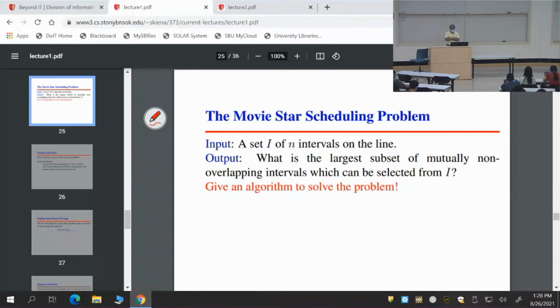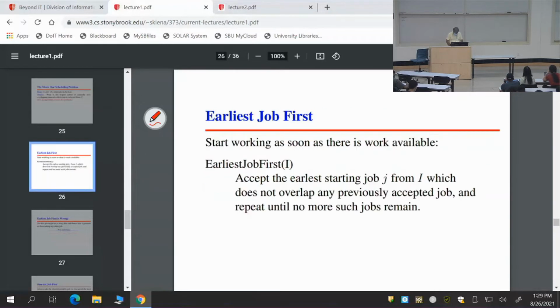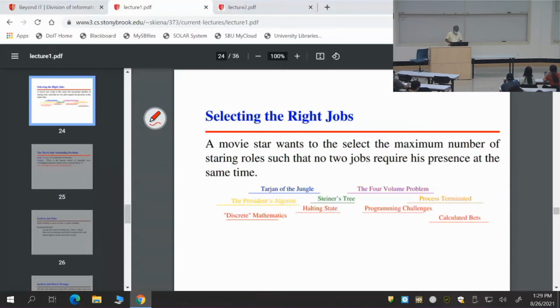So what do we need? We need to find the largest subset of job intervals that don't intersect, that don't overlap, okay? So let me make that clear from an example. Here's an example. Let's say you're Scarlett Johansson. These are the jobs, the films that you're being pitched. The x-axis is time, a certain number of months ahead from now. What is the set of jobs you can take, the largest number of films you can make without doing two at the same time?